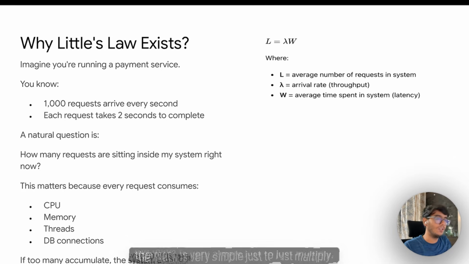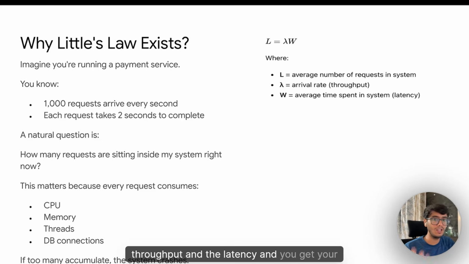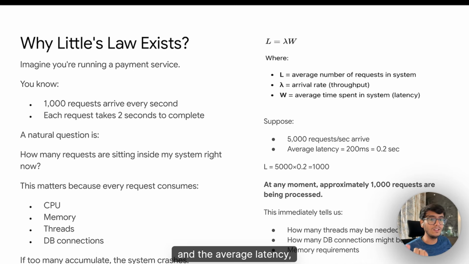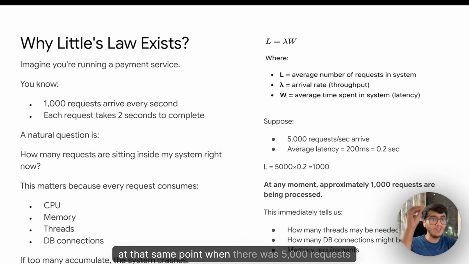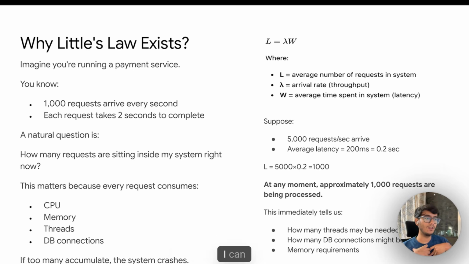To calculate this number, the math is very simple. We just multiply the throughput and the latency, and you get the number of requests that are in flight, or sitting in the system right now. Suppose you have 5,000 requests arriving per second, and the average latency is 200 milliseconds, which is 0.2 second. Multiplying gives 1,000 requests actually being processed at that moment. Let's consider this was P99 latency, and I can roughly estimate that 1,000 requests are being processed.